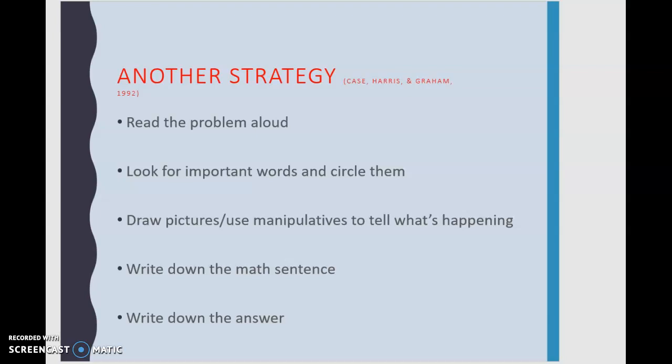This recording will cover part 2 of chapter 11 from your textbook, and like I said, a lot of additional strategies and slides are in this second part. So another strategy, I don't really know that there's a name for it, but there should be. But you could teach this. Read the problem aloud. Look for important words and circle them. Draw pictures, use manipulatives to tell what's happening. Write down the math sentence and write the answer.